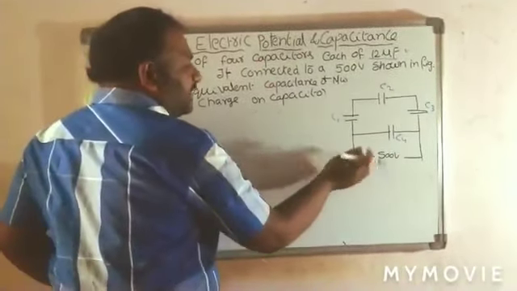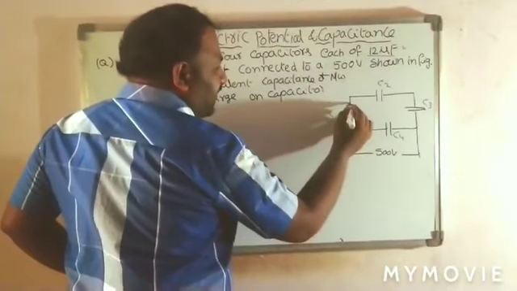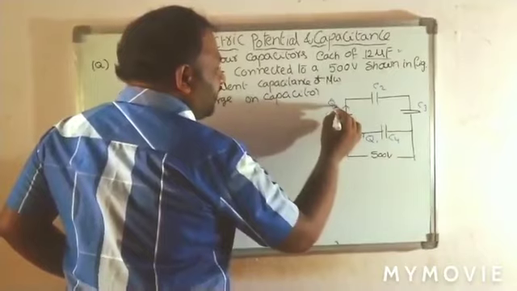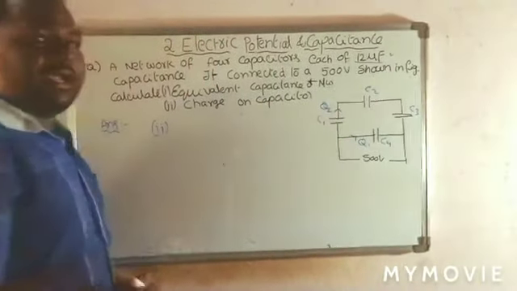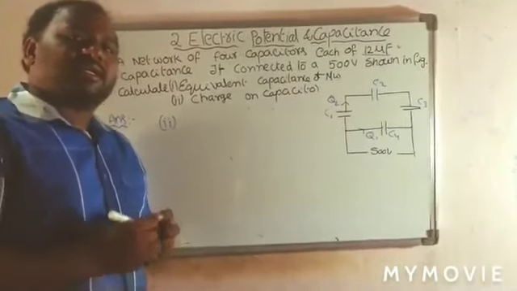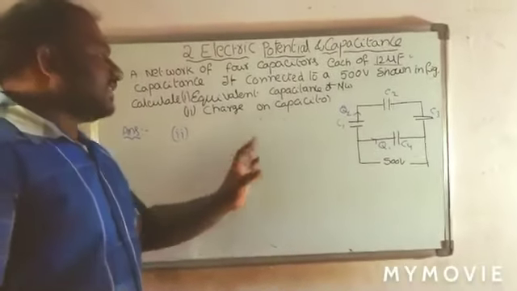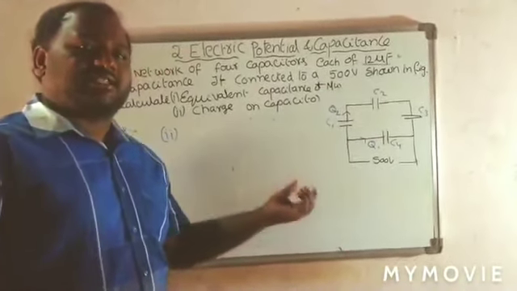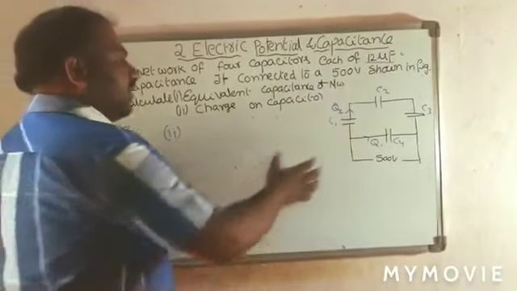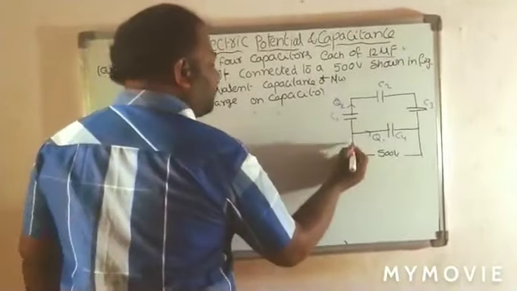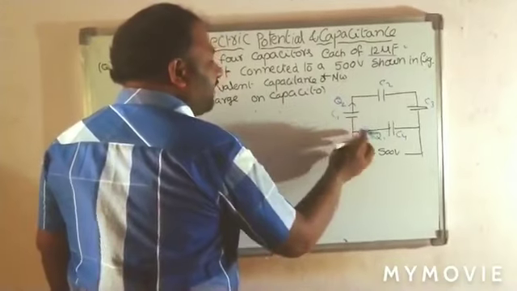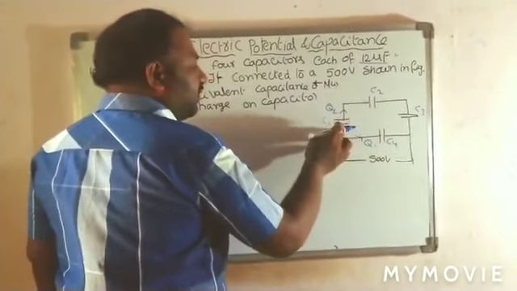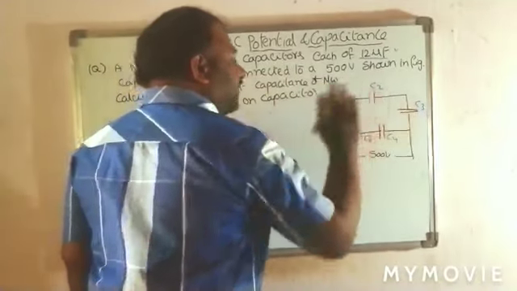Here, due to this potential, a certain charge is given. Here the charge is Q1, here the charge can be taken as Q2. In the derivations we observe that in the series combination the charge is constant, and in the parallel combination the charge is divided. Here the total charge is Q. That Q is divided as Q1 into C4, and the remaining charge Q2 flows through C1, C2 and C3.